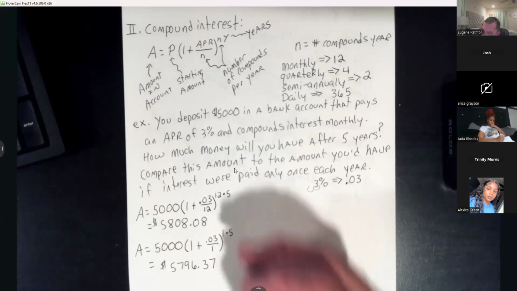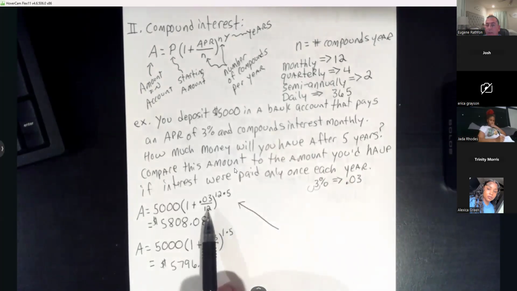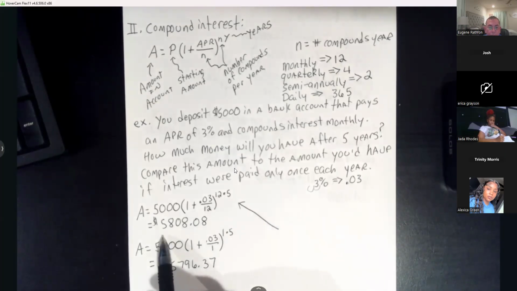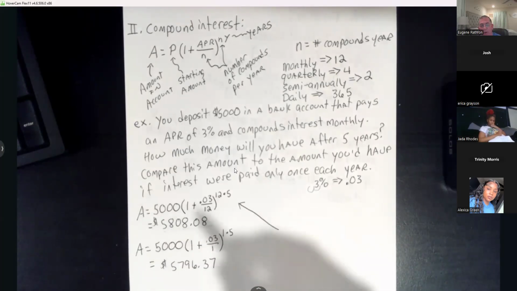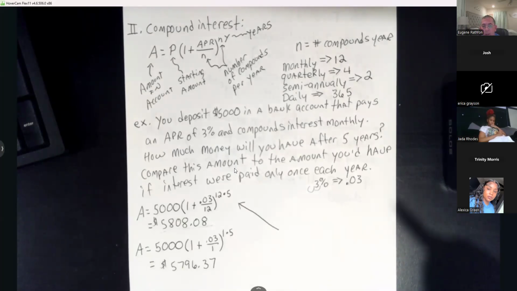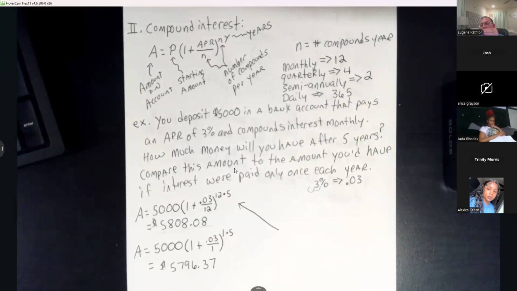So y'all notice this. The more compoundings you get a year usually results in a higher amount in your bank. So if you get a simple interest loan, if you invest at a simple interest rate, that's once a year, sort of like this, once a year compounding, you're going to end up with a smaller amount at the end of the year, okay?